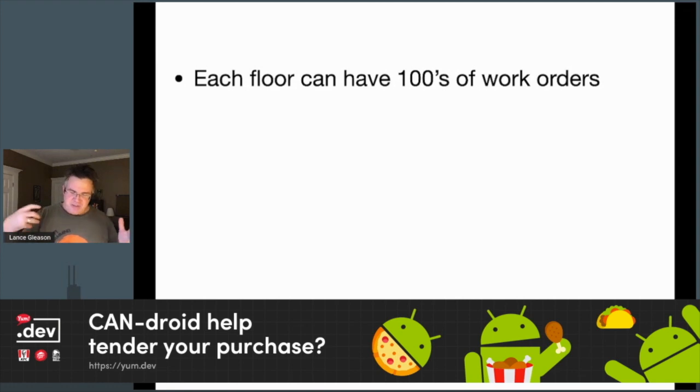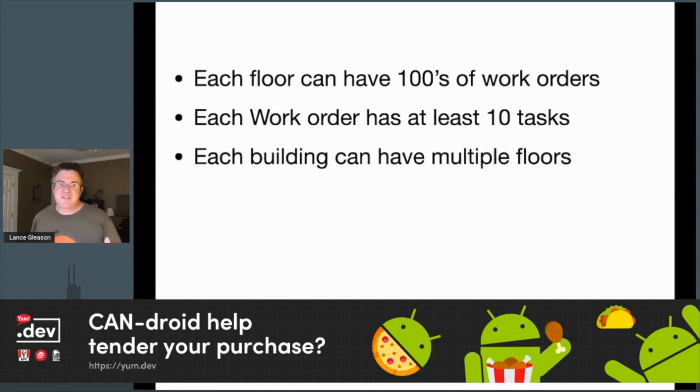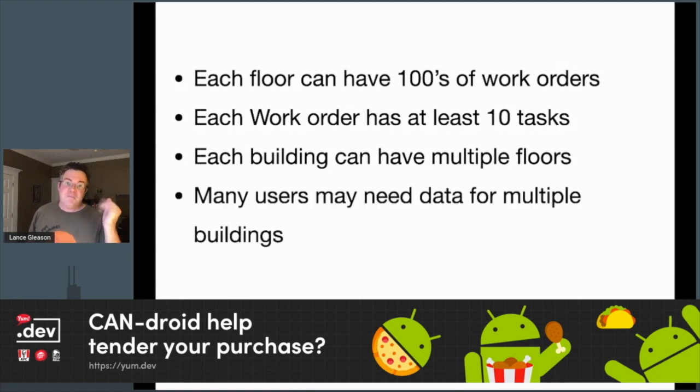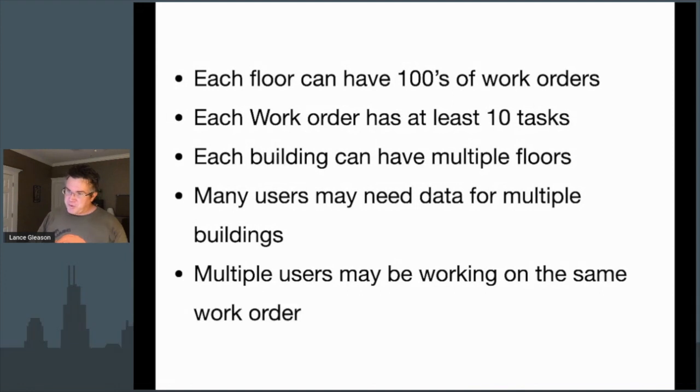In addition to having these work orders, on a construction site, each floor of a building can have hundreds of work orders. Each work order has at least 10 tasks, and each building can have multiple floors. Across our user base for this application, many users may have needed data for multiple buildings. And many users may also be working on the same work order. So you could have scenarios where multiple users, both offline, need to work on the same work order.